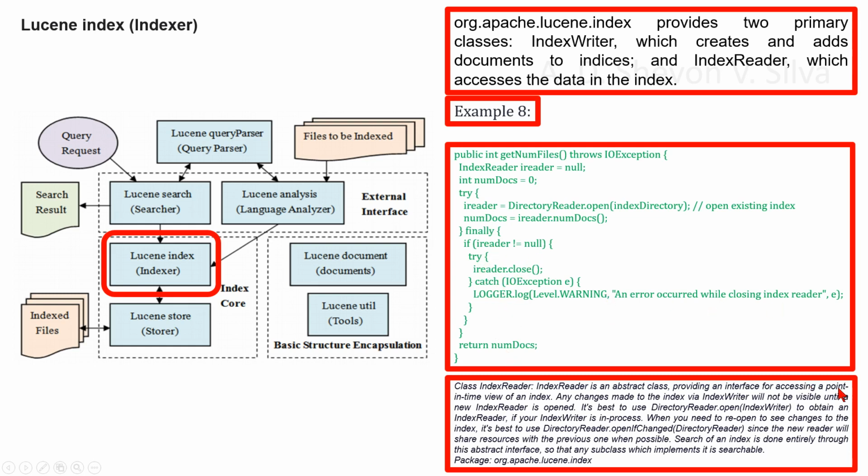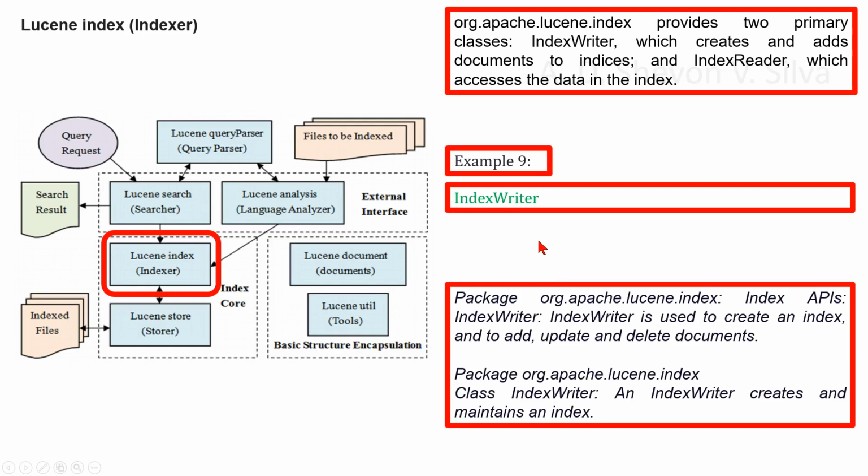As an example, now we are considering IndexWriter in the index APIs, in package org.apache.lucene.index. IndexWriter is used to create an index and to add, update and delete documents. The class IndexWriter in package org.apache.lucene.index creates and maintains an index. The IndexWriter class is thread safe and enforces a single instance per index.